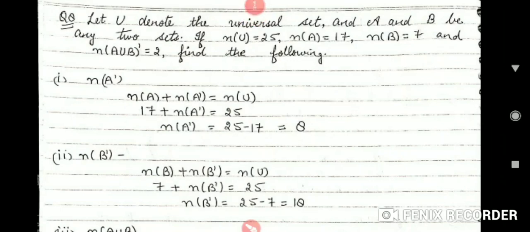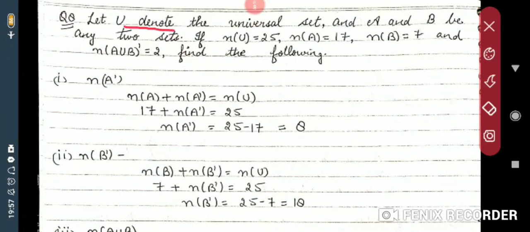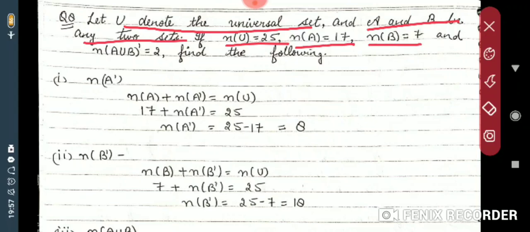So here the question is, let U denote the universal set and A and B be any two sets. n(U) is given as 25. The cardinal number n(A) is given as 17. n(B) is given as 7. And n(A union B complement) is given as 2. You have to find the following according to these figures.